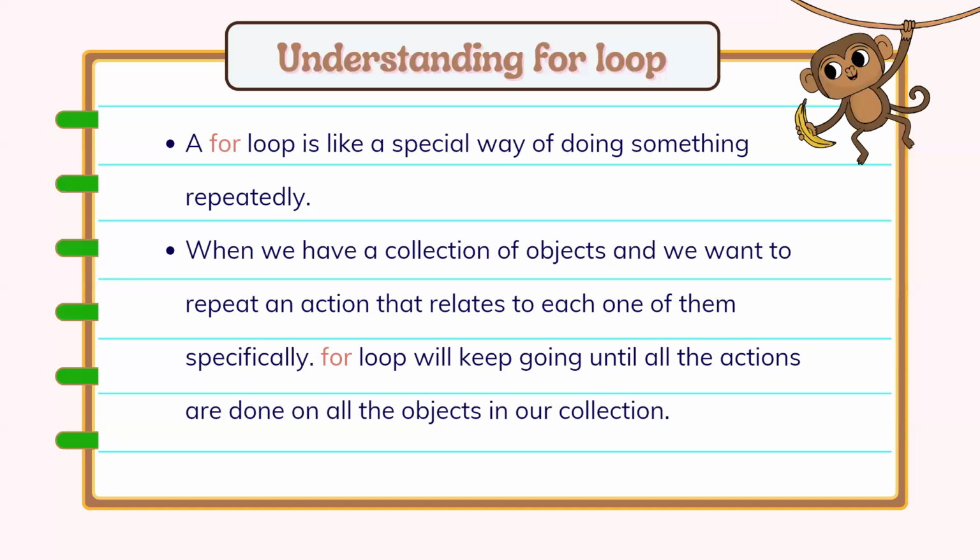Now we will define what a for loop is. A for loop is like a special way of doing something repeatedly. Remember, it's doing some work, following some steps to work repeatedly.